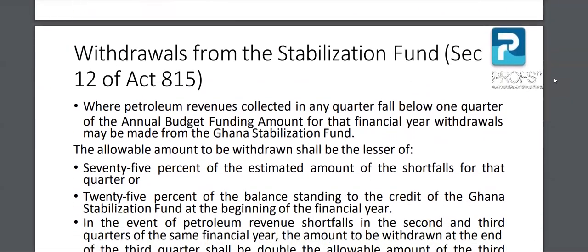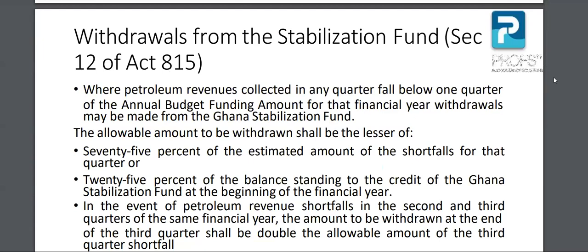So it helps to cushion or sustain public expenditure capacity during periods of unanticipated petroleum revenue shortfalls. So let's look at the withdrawals. And this can be found under Section 12 of Act 815. So where petroleum revenues collected in any quarter fall below 1 quarter of the annual budget funding amount for that financial year, withdrawals may be made from the Ghana Stabilization Fund. Remember, we'll take a look at it on a quarterly basis.